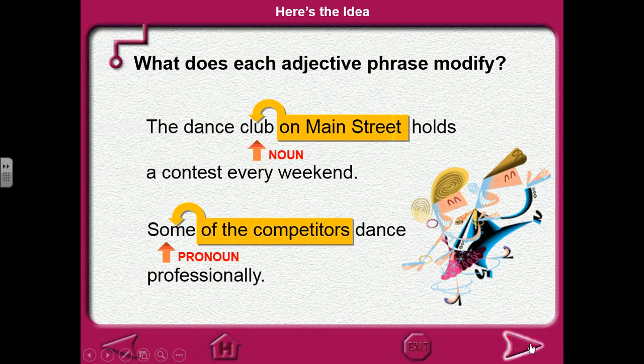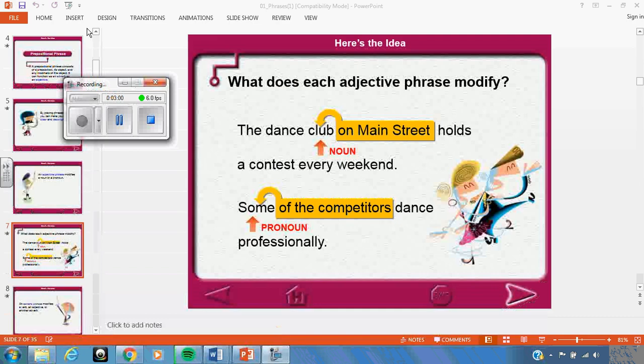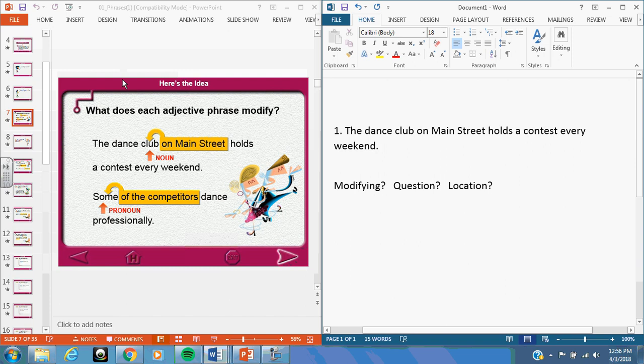So let's take a look at these examples. The dance club on Main Street holds a contest every weekend. Some of the competitors dance professionally. So let's break this down to the best of our abilities. I kind of want to illustrate this with a single adjective and then use the phrase, which you already know because it says it, as the second example of that. So if we take a look at this first sentence, the dance club on Main Street holds a contest every weekend. There's a couple of different single adjectives in the sentence, but I want to focus on one.